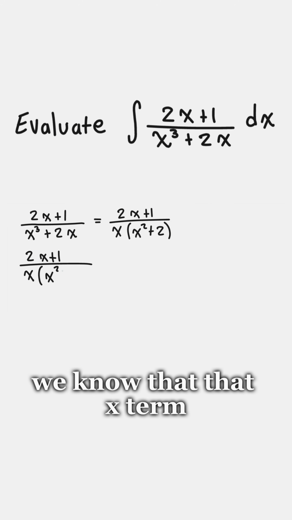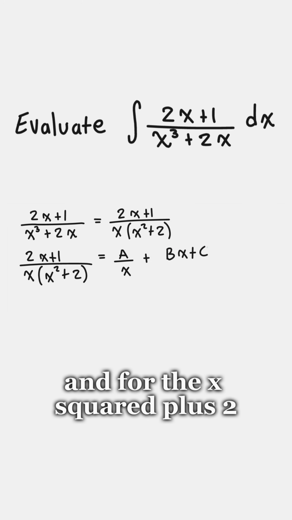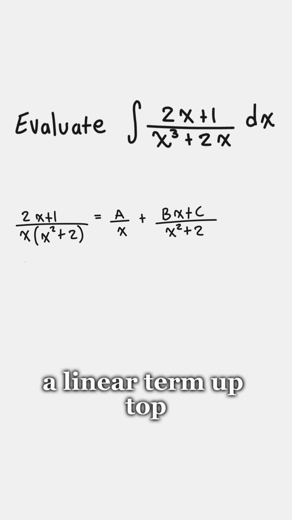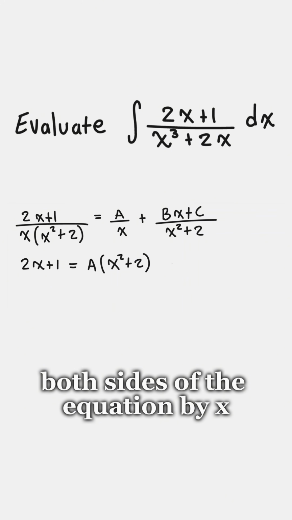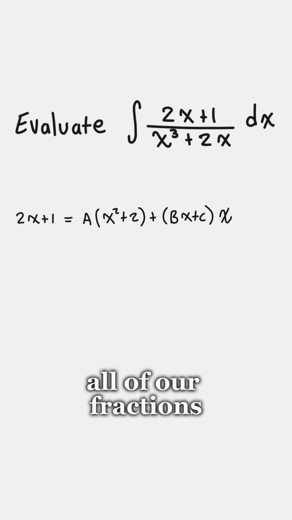We know that that x term, that's a linear term, so we just need A over x. And for the x squared plus 2, that's quadratic, so we'll need a linear term up top. Now we can multiply both sides of the equation by x times x squared plus 2, and that'll just clear out all of our fractions.